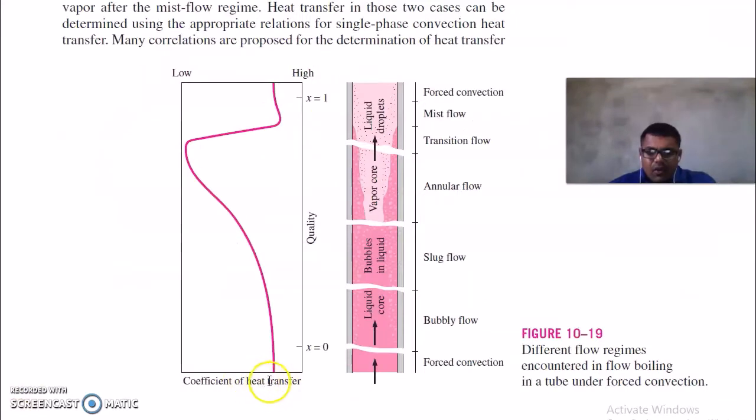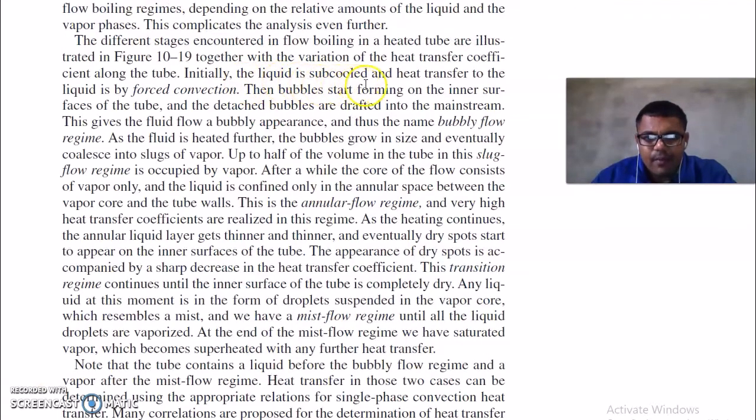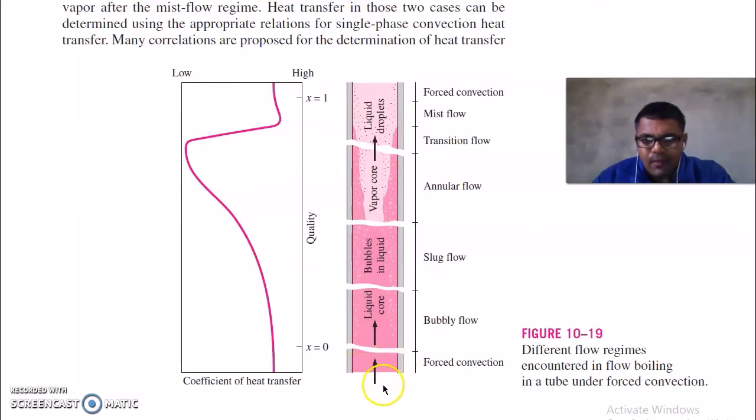This shows the heat transfer coefficient as you move along the tube. In case of internal flow boiling, we have these regimes: forced convection, then bubbly flow, in which vapors start to form near the surface and start to occupy the inner tube surface. Then slug flow, then annular flow, then transition flow, then mist flow, and at the end complete vapor will be formed. Initially the liquid is subcooled and heat transfer to the liquid is by forced convection. Water is flowing, and heat transfer to the liquid is by forced convection here.